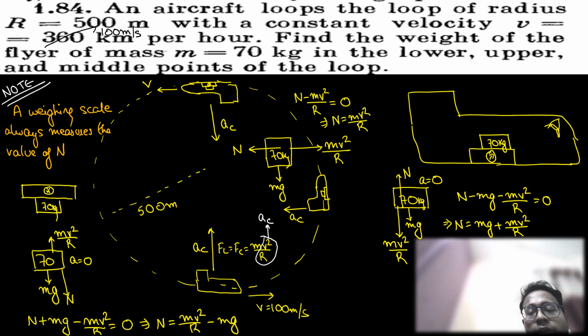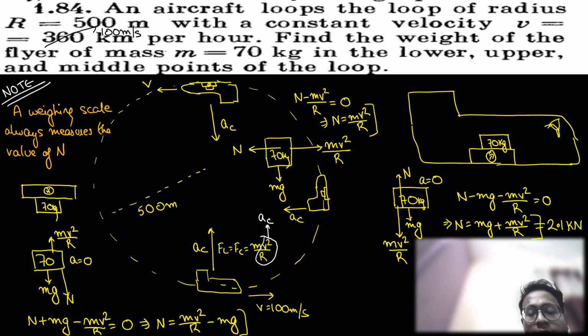Now this is at the midpoint, this is at the bottommost point, and this is at the topmost point. When you plug in the values, m is equal to 70, v is equal to 100, and r is equal to 500, and the value of g can be taken as 9.81. At the bottommost position, if we plug in the values of m, v, and r, we get N is equal to how much? 2.1 kilonewton. I forgot to multiply by 1000.